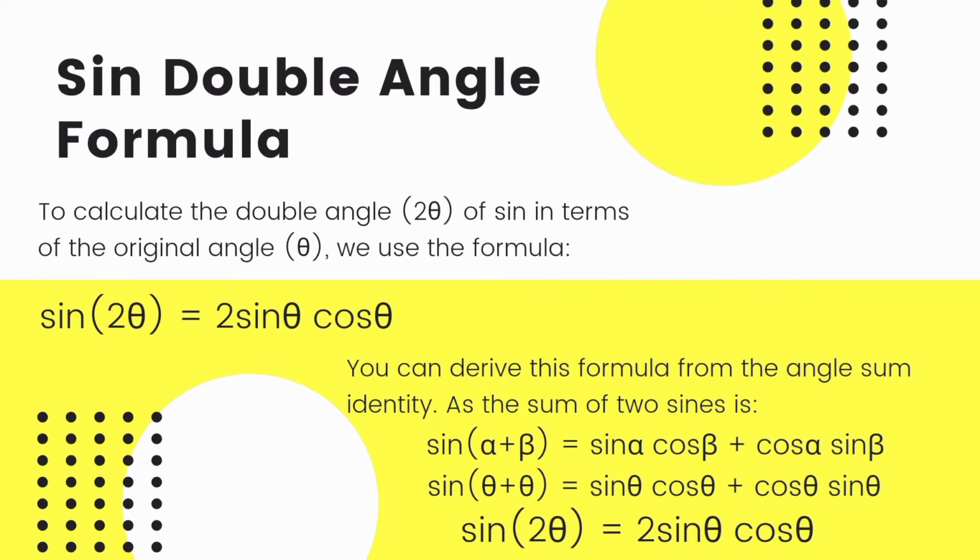You can derive this formula from the angle sum identity, as the sine of a sum: sine alpha plus beta is equal to sine alpha cosine beta plus cosine alpha sine beta. Sine theta plus theta is equal to sine theta cosine theta plus cosine theta sine theta. That is how we got sine 2 theta equal to 2 sine theta cosine theta. An example using this formula will be given and discussed later after we give all the three formulas.